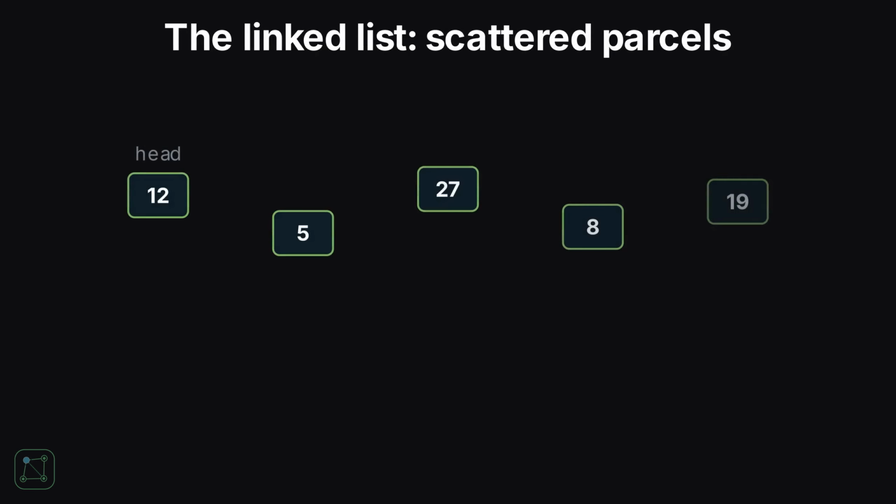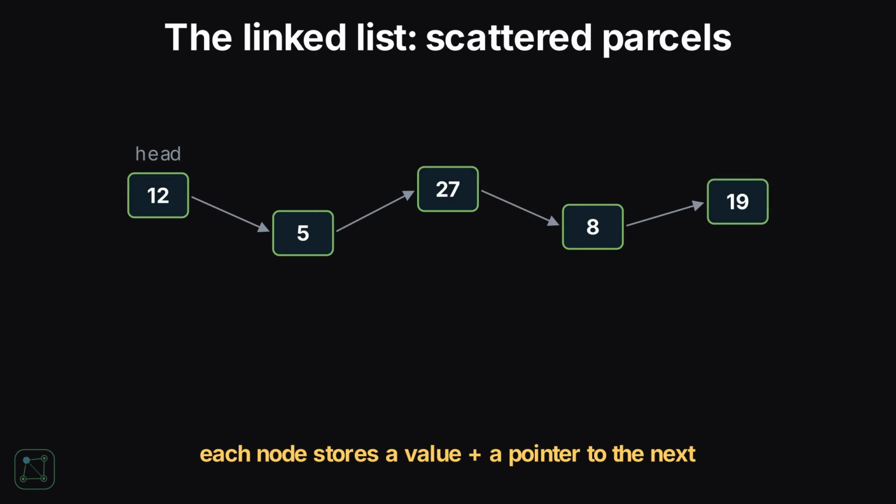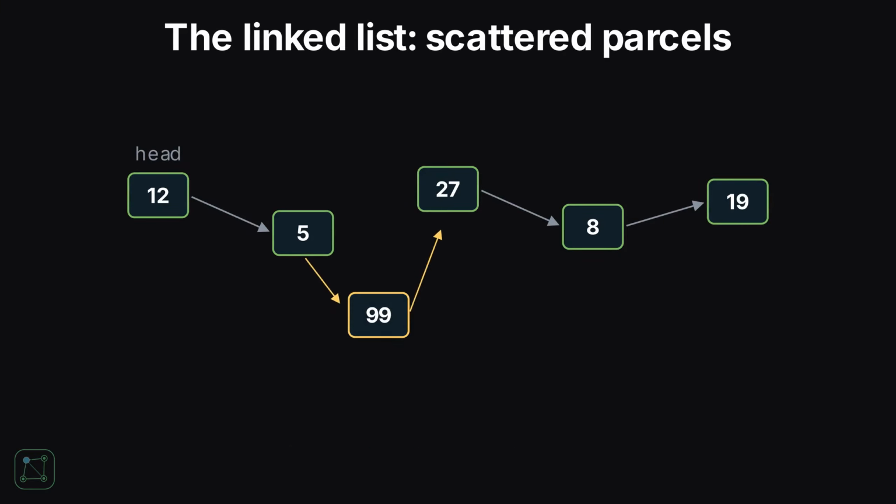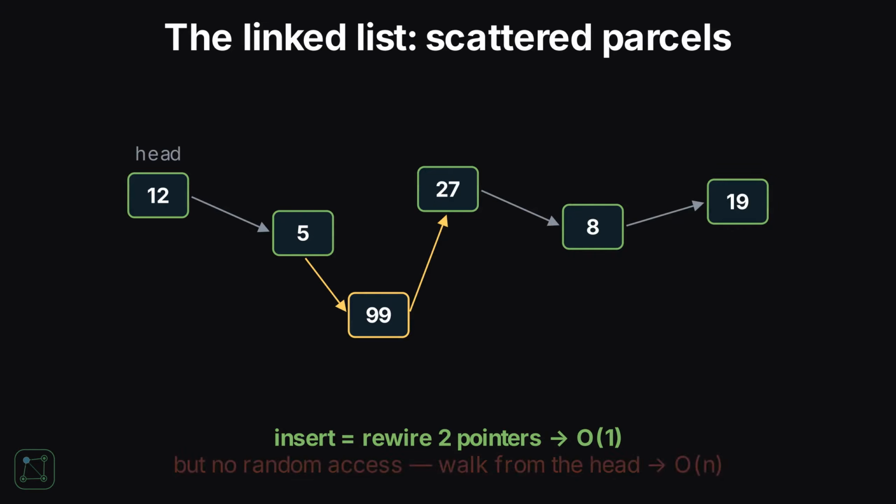Now the linked list. Here the elements are not side by side. Each one is its own little parcel, scattered anywhere in memory, and every parcel stores the value plus a pointer, the address of the next one. Follow the pointers and you walk the whole chain. This flips the trade-offs. To insert in the middle, you don't shift anything, you just rewire 2 pointers and it's done in constant time. But there's no random access at all.